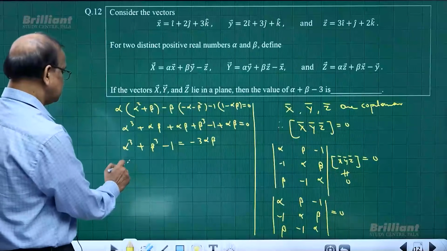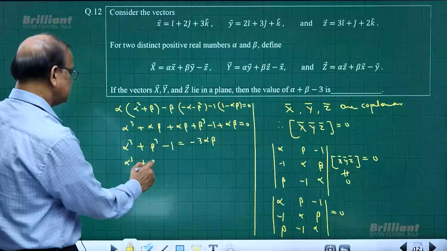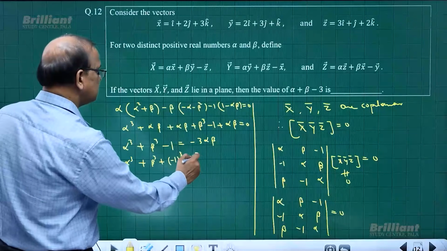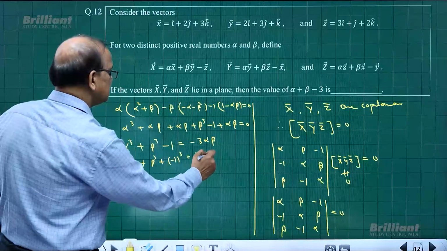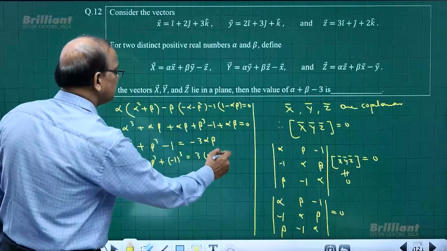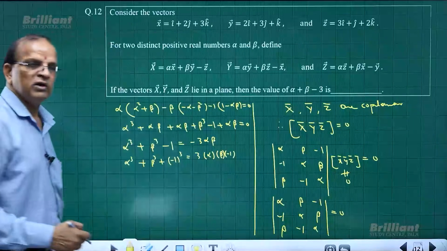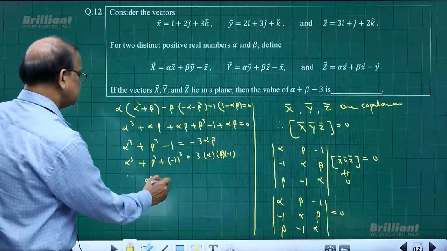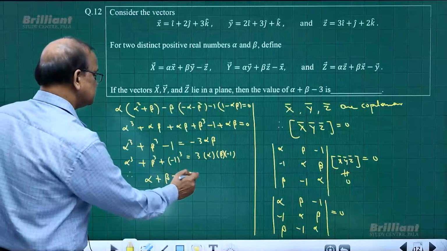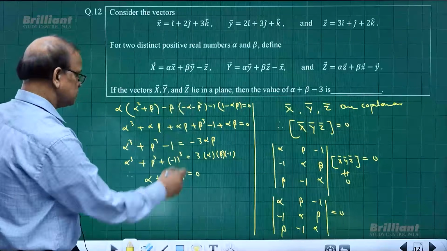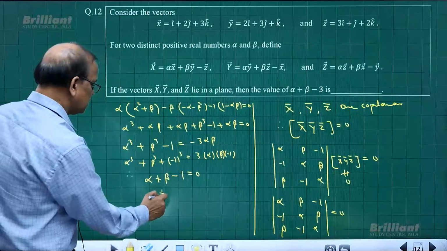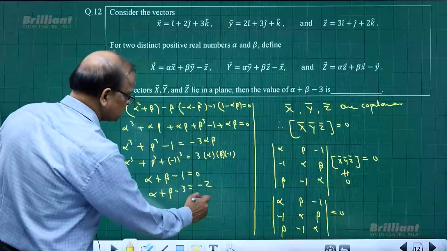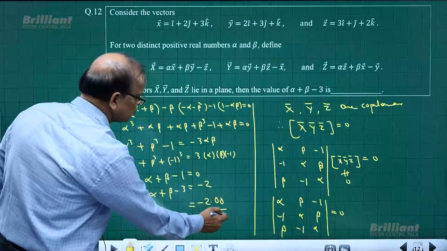Now it is like a cube plus b cube plus c cube is equal to 3abc, so a plus b plus c is 0. So therefore alpha plus beta minus 1 is 0. So we want minus 3, subtract 2. Alpha plus beta minus 3 is minus 2. So therefore the answer is minus 2.